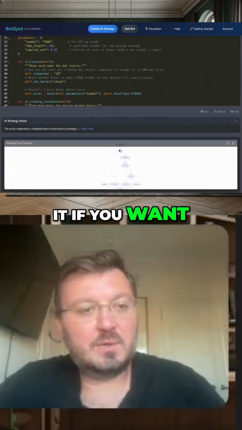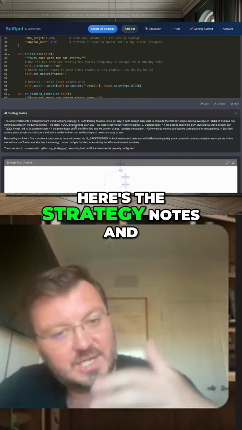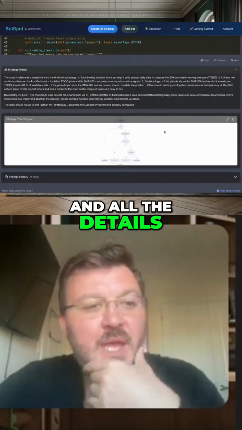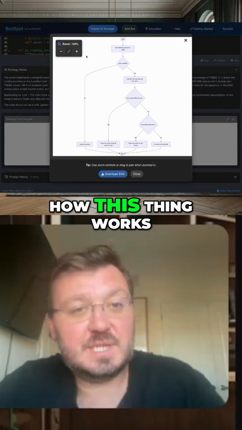You can go through it if you want. We have some AI notes here that explain basically how this all works. Here's the strategy notes and all the details. And then we have the flow diagram. So if you click on the flow diagram, you can see exactly how this thing works, right?